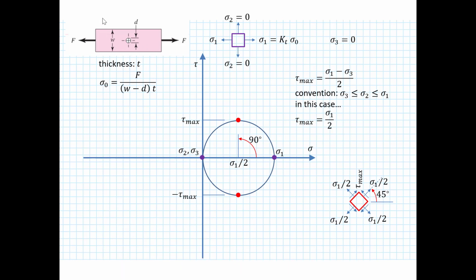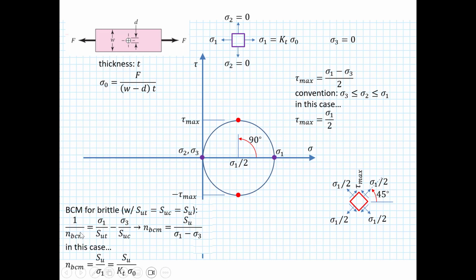On the other hand, when it's a brittle material, we'll rely on the book's definition for brittle Coulomb-Mohr. It's given in a reciprocal form. 1 over n BCM is going to be sigma 1 over SUT minus sigma 3 over SUC. And these are tensile and compressive ultimates. When they're the same, it can simplify to just n BCM is SU over sigma 1 minus sigma 3. In this case, well, let's say that they are the same.